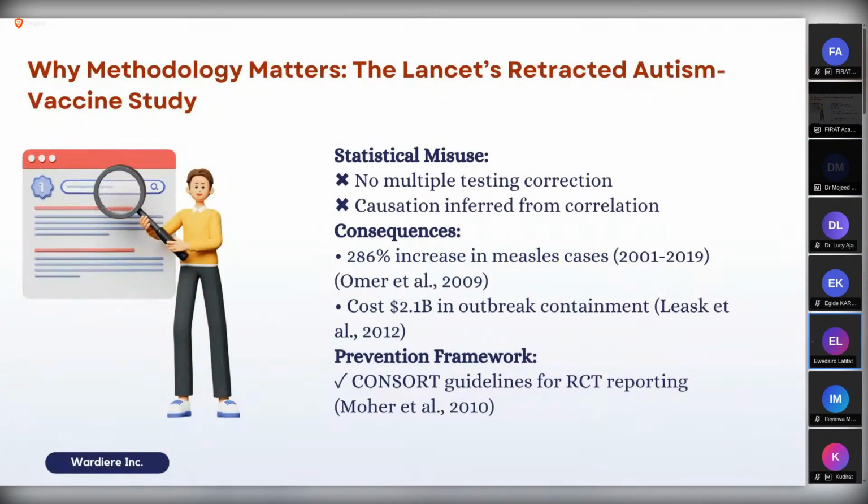Now, another one is statistical misuse. No multiple testing correction. They were doing multiple testing. And as we said, when you are doing multiple testing, you are supposed to correct for that using Bonferroni or some other multiple testing correction methods. That is going to increase false positives. Then causation inferred from correlation. The study found associations, but the researchers concluded on causation, or what we call effect. What was the effect of this, or the consequences of this?